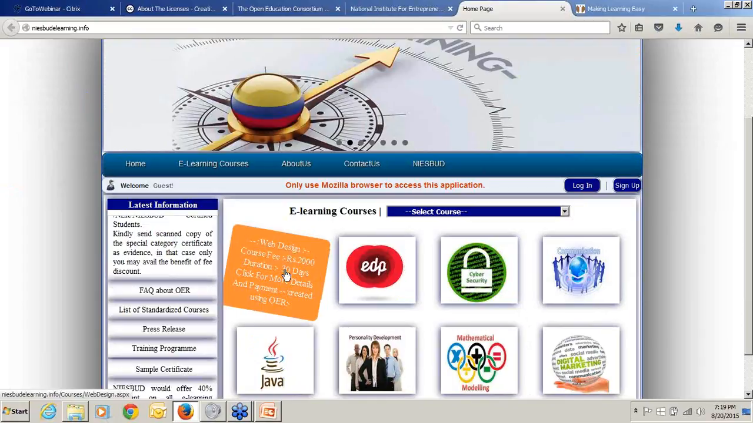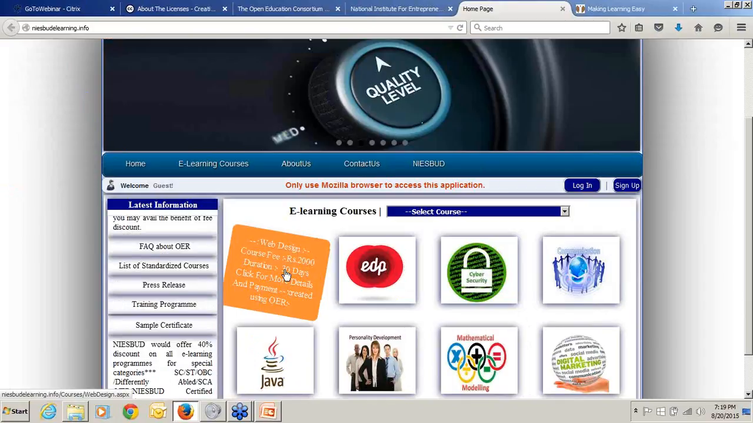So cyber security is there, communication skill is there, Java is there. So these are the various courses which we have created.